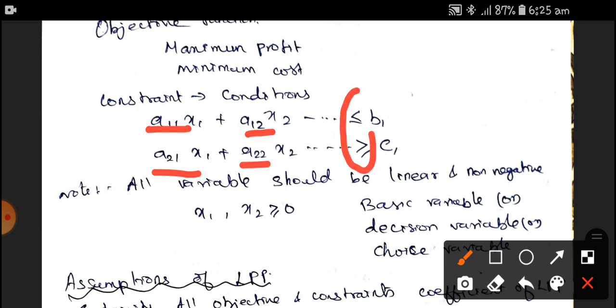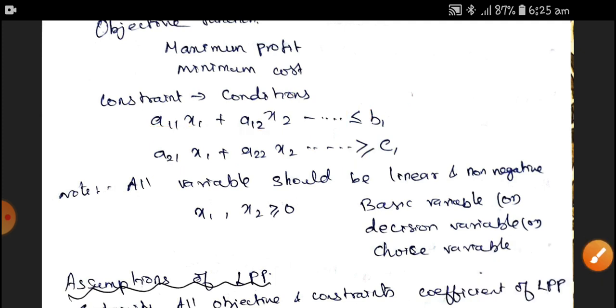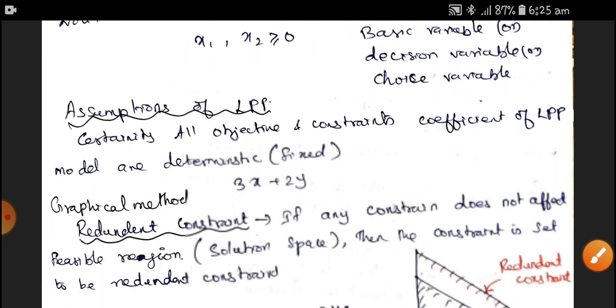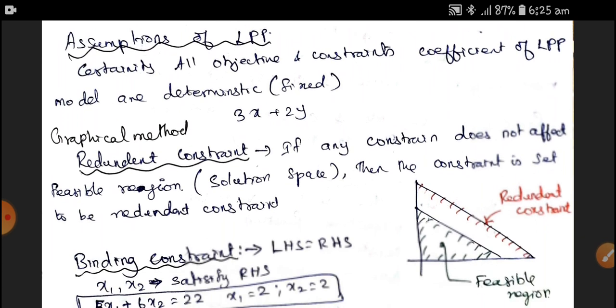So this is the inequalities. It is not equal. This is inequalities. So these are all the constraints. Okay, I hope that you have understood. Next, I will move on to the assumptions of LPP.